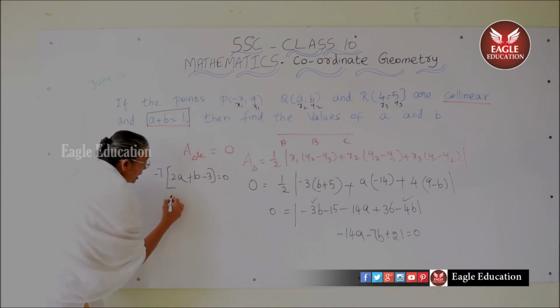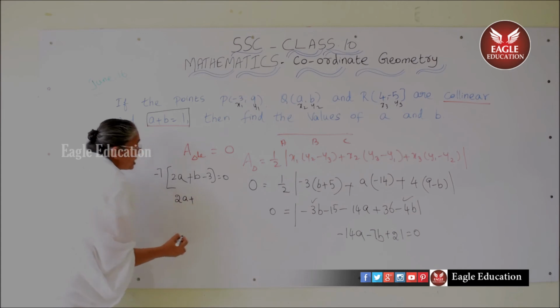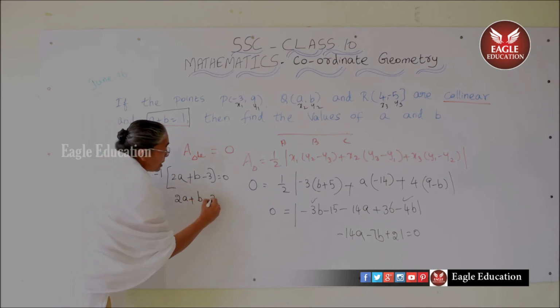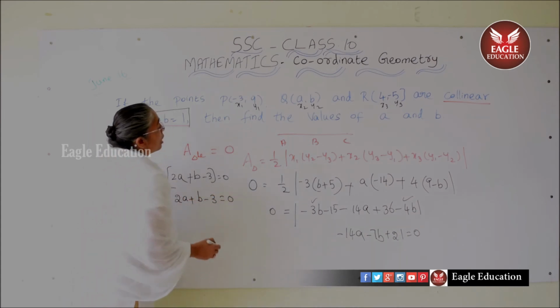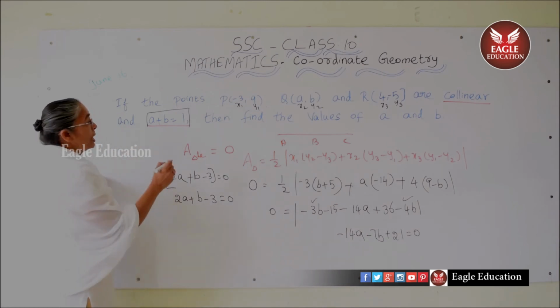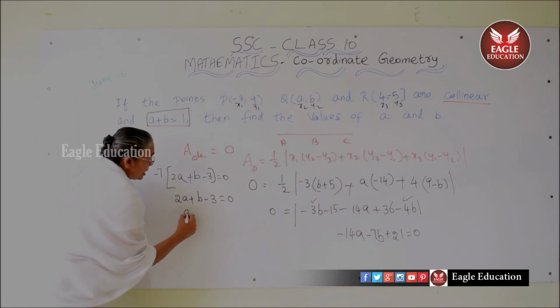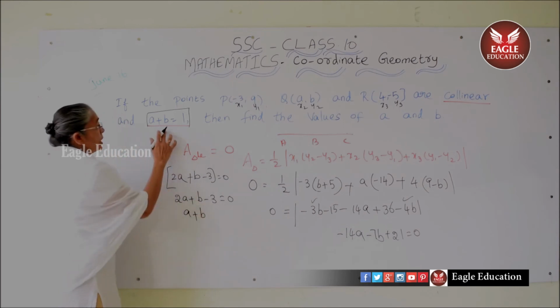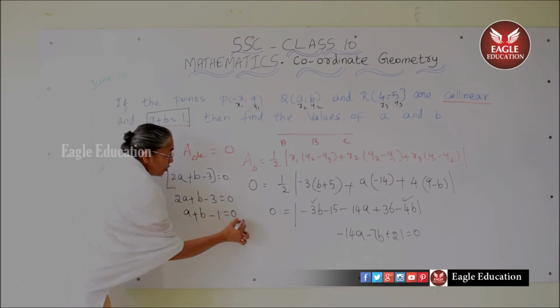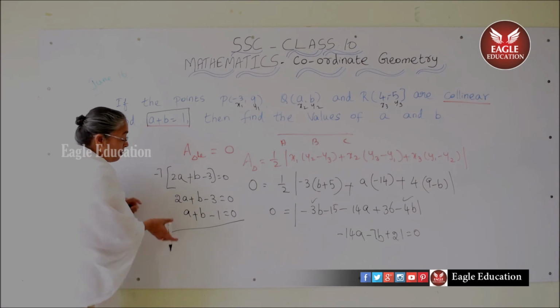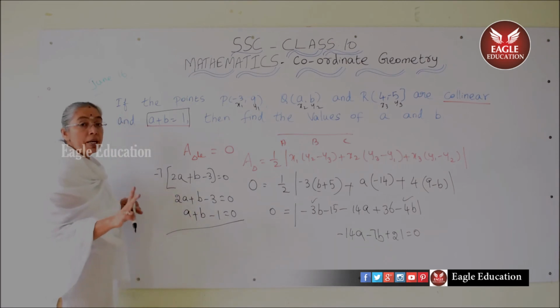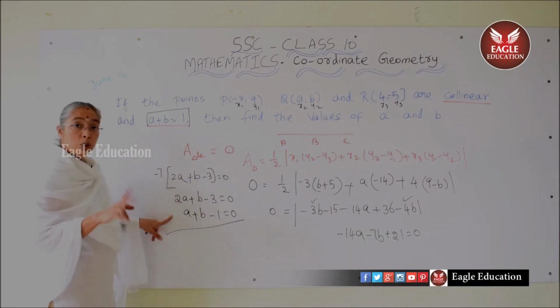Now, minus 7 cannot be 0. We got one linear equation in 2 variables, 2a plus b minus 3 is equal to 0. Our question is to find the values of a and b. The other condition is given here as a plus b is equal to 1, or a plus b minus 1 is equal to 0. So, we now have 2 linear equations in 2 variables a and b.